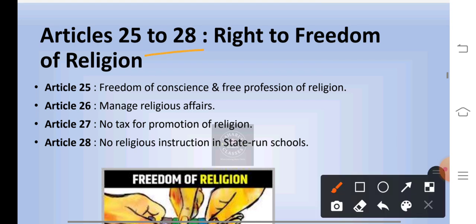Articles 25 to 28 talk about the right to freedom of religion. Article 25 says freedom of conscience and free profession of religion. Article 26 describes managing religious affairs. Article 27 talks about tax. There is no tax for promotion of any particular religion. And Article 28 talks about no religious instruction in state-run schools, that is, government-run schools.